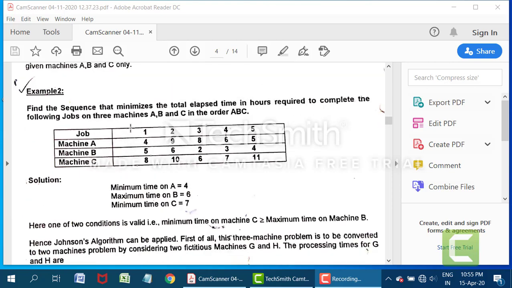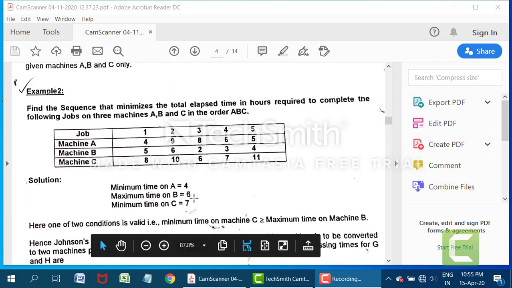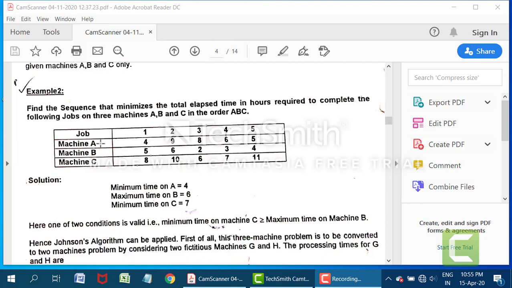See here, by looking at this table, you can very easily understand that there are five jobs given. For each and every job, the processing time, the operation time on machine A, is given in the first list. The operation time on machine B is given in minutes or hours, whatever it is. Then these are the processing times on machine C. So like this, the data is given.